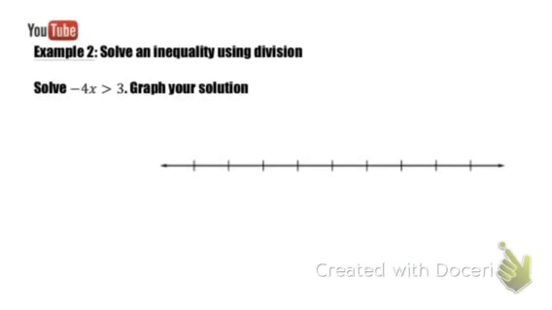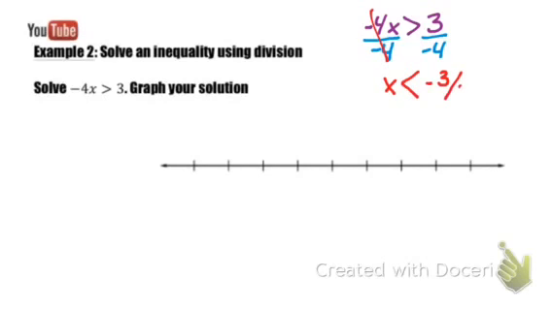Now in example number 2, we have to solve the inequality of negative 4 times x is greater than 3. So at the right, I'm going to rewrite the inequality. And now since I know I'm multiplying x by a negative 4, the inverse operation of multiplication I know is division, so I'm going to divide both sides by a negative 4. Because I divided by a negative 4, that'll definitely switch or flip-flop my inequality sign so that I have x is less than negative 3/4. That is my final answer.